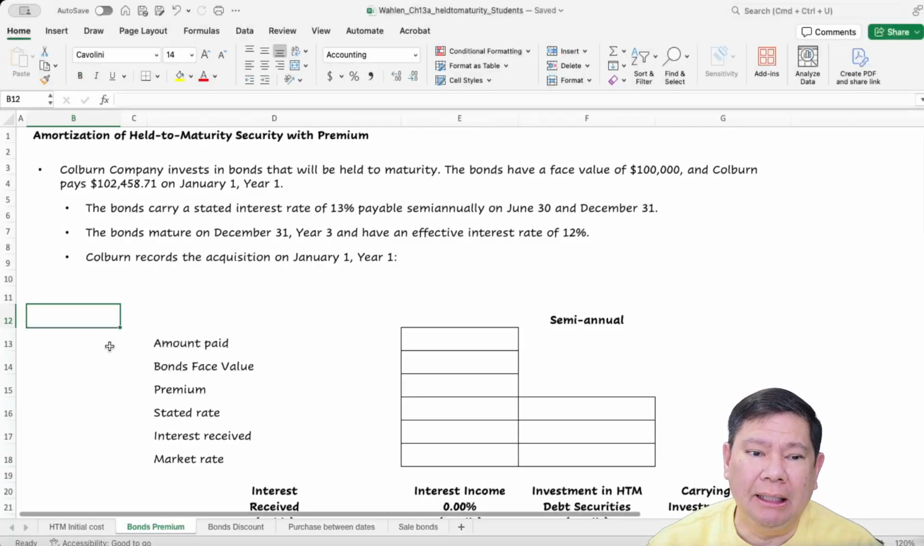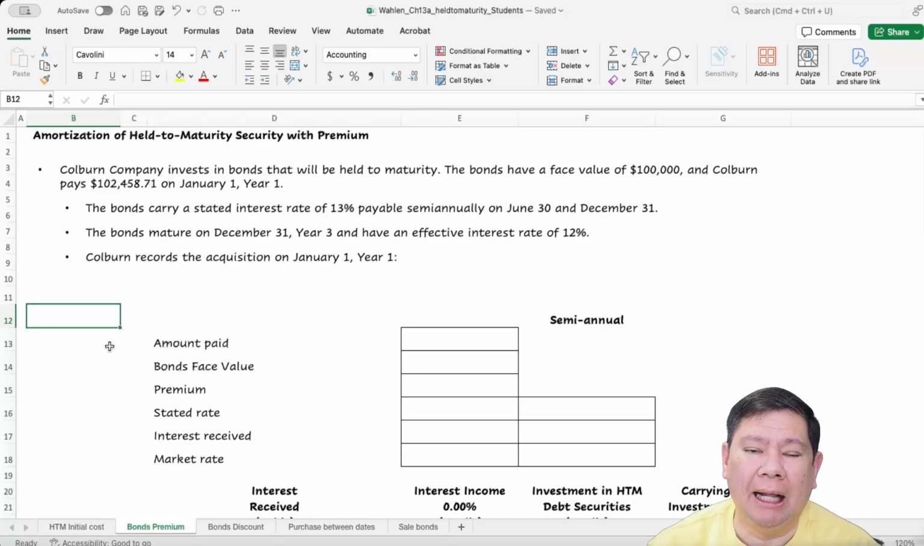Hello everyone, in this video we're going to talk about held to maturity securities. This is for bonds, in this example with a premium. The bonds will be reported on the balance sheet at the amortized amount, so we have to make some journal entries so that the bonds will be reported at the amortized amount.